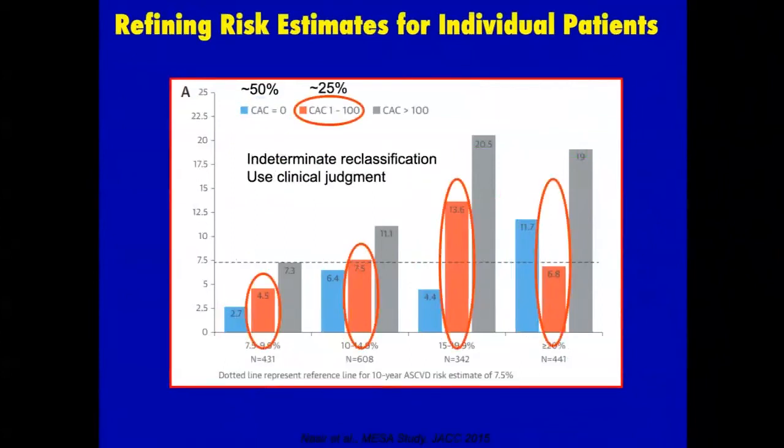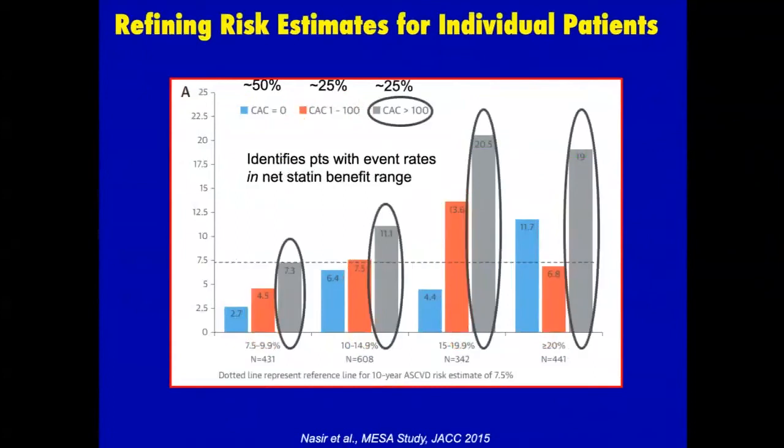On the other hand, if your calcium score was 1 to 100, which is that mid category, you can see it's all over the place, right? It's indeterminate. Some of them are above 7.5%. Some of them are just reaching 7.5%. Some of them are not. So what I would suggest to you is use your clinical judgment. Always err on the side of treating patients early, because we know that even at 5% risk, they will derive a benefit. And when it's above 100, we know that almost everybody derives a benefit.